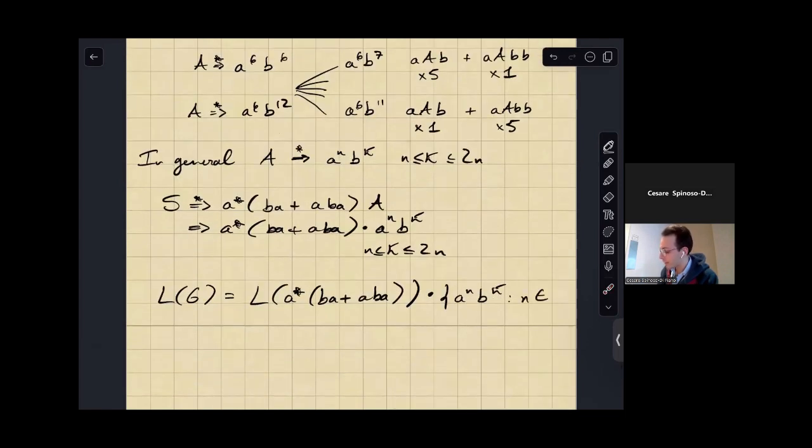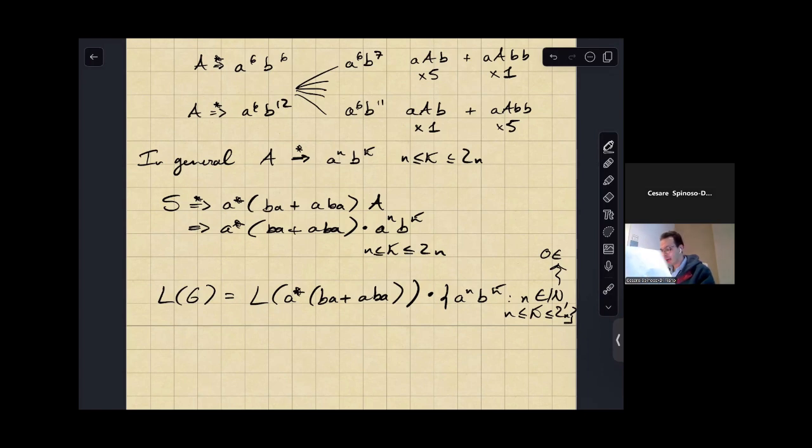So I'm going to say n is in the natural numbers, because in computer science, 0 is included in there. And then the range of k is that it's between n and 2n. Okay? And that's the language generated by the grammar G.